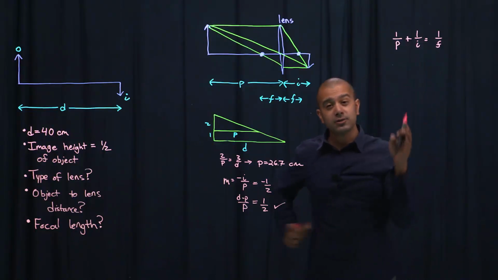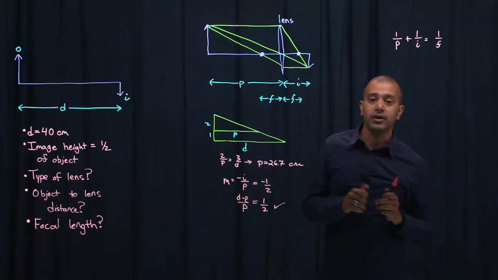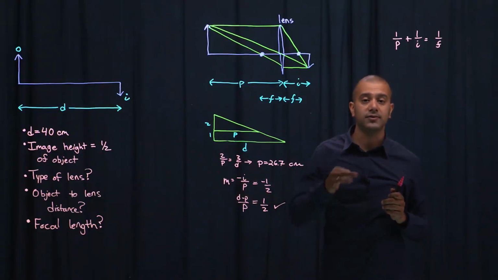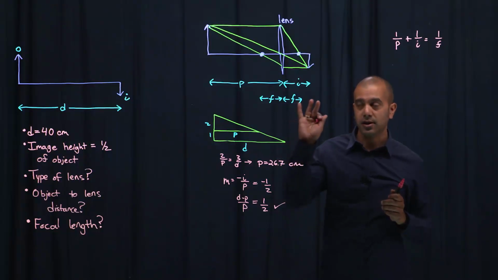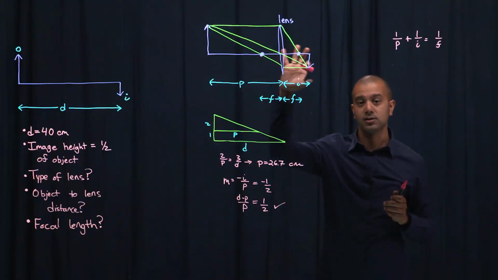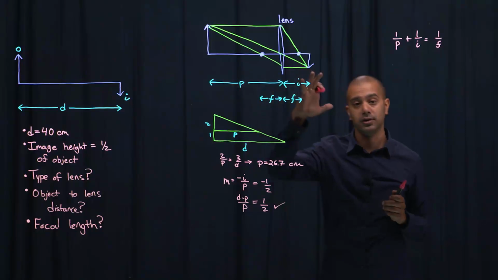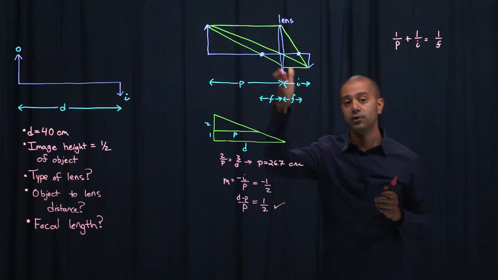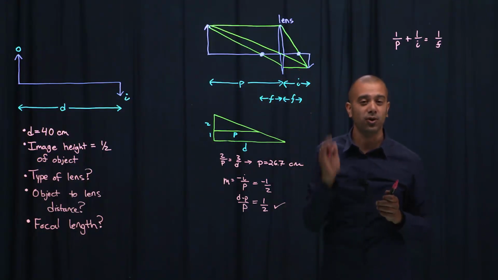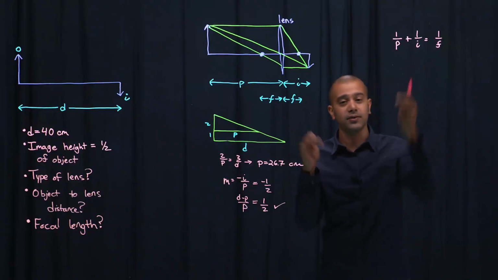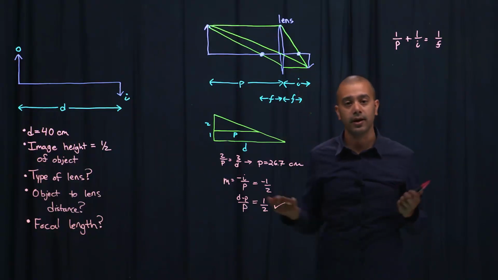Now the image can also be plus or minus. If the image is real, it's plus. If it's virtual, it's minus. Now that's not always the case depending on the convergent lens, because convergent lenses can actually produce both real and virtual images. Divergent lenses will always produce a virtual image. So you want to think about what type of image it is to get the sign of I. In this case we've got real, so again it's positive.